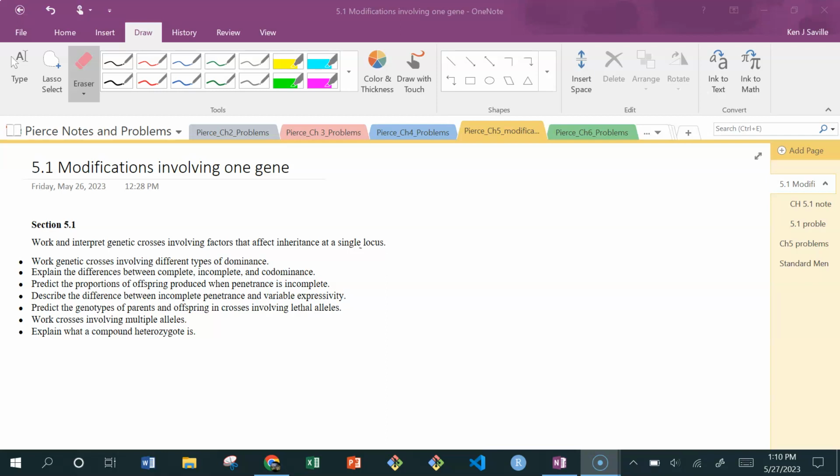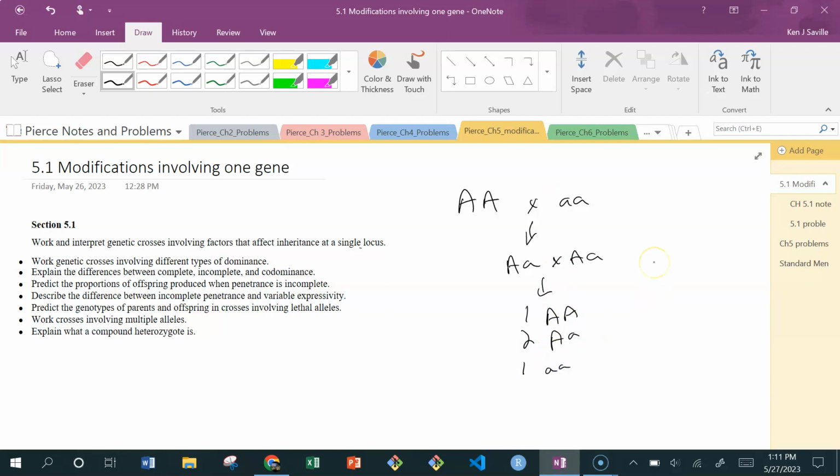So let's first review what classical Mendelian genetics looks like. Essentially, with one gene, it's a monohybrid cross. For example, if we use a capital A to represent a dominant allele, and cross a homozygous dominant to a homozygous recessive, we get a heterozygote, which is also known as a monohybrid. Cross two monohybrids together, and we get the classic 1 to 2 to 1 genotypic ratio and a 3 to 1 phenotypic ratio.